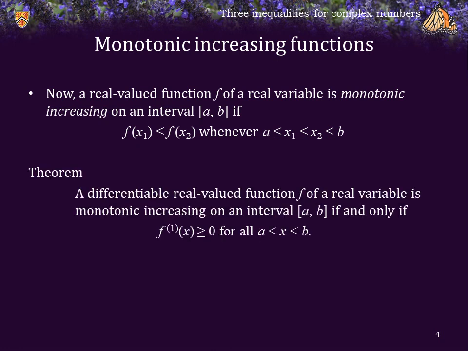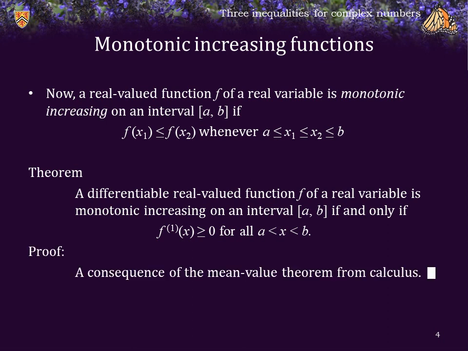Now, theorem: a differentiable real valued function f of a real variable is monotonic increasing on the interval a to b if and only if the derivative of f is greater than or equal to 0 for all values of x between a and b. All right. The proof of this is a consequence of the mean value theorem from calculus, which if you haven't seen, you will see in the upcoming months. But it's a simple way of just observing that a function is monotonic increasing on a particular interval.